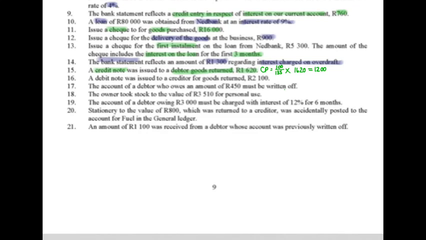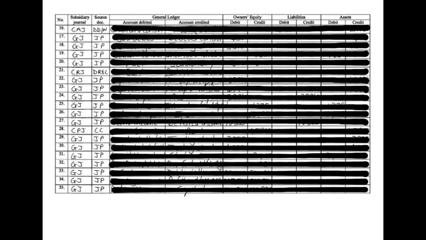Number 16. A debit note was issued to a creditor for goods returned 2,100. So when goods are returned to a creditor, we give a debit note. So let's see what it looks like in terms of our books. Remember, when we return goods, we use the CAJ as our journal, duplicate debit note. We're decreasing our creditors control, and we are decreasing our trading stock. So decreasing creditors control means a debit in liabilities, and then trading stock is an asset that gets decreased on the credit side. So that's a credit in assets, 2,100.